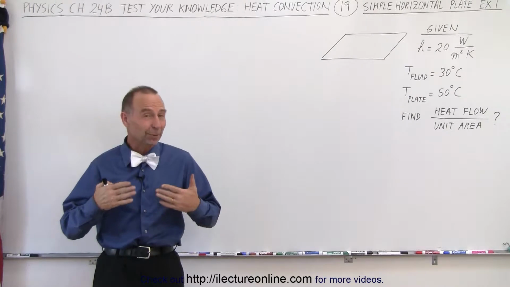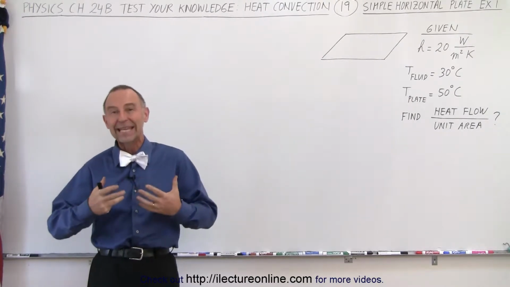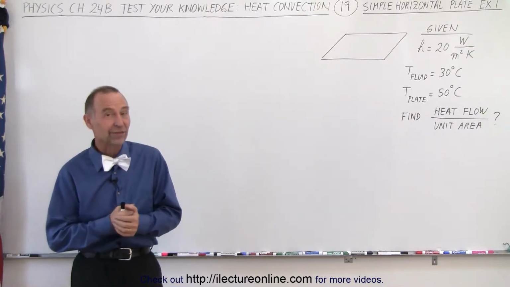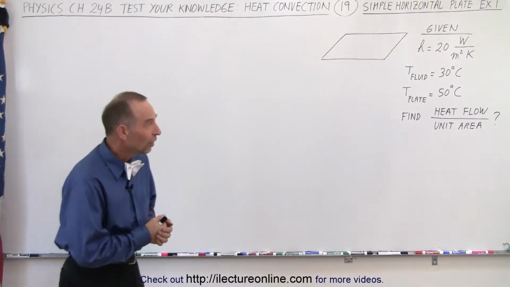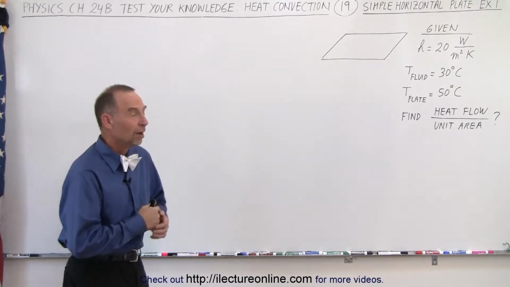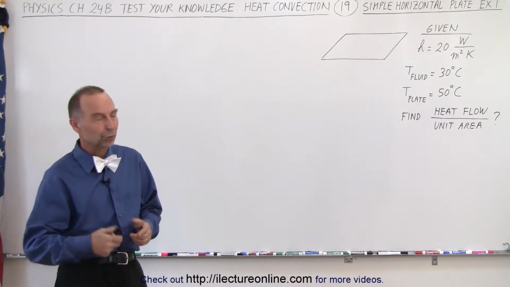Welcome to our lecture online. Now that we've seen some pretty complicated examples of how to calculate the amount of heat that comes from a surface through convection, and some of those crazy equations, let's now do some simple, more straightforward examples, starting with this one of how to calculate the heat flow away from an object through convection.